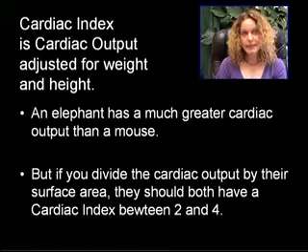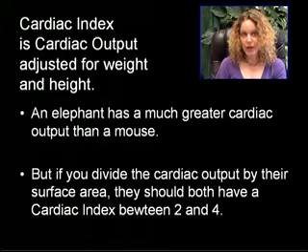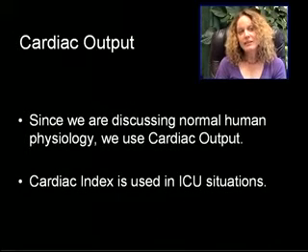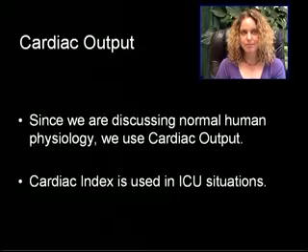Cardiac index is cardiac output adjusted for weight and height. An elephant has a much greater cardiac output than a mouse, but if you divide the cardiac output by their surface area, they should both have a cardiac index between 2 and 4. Since we are discussing normal human physiology, we use cardiac output. Cardiac index is used in ICU situations.